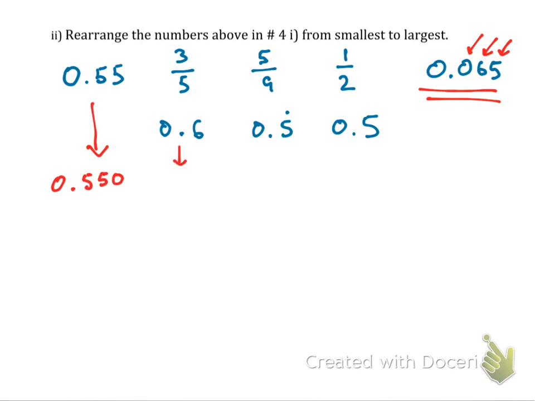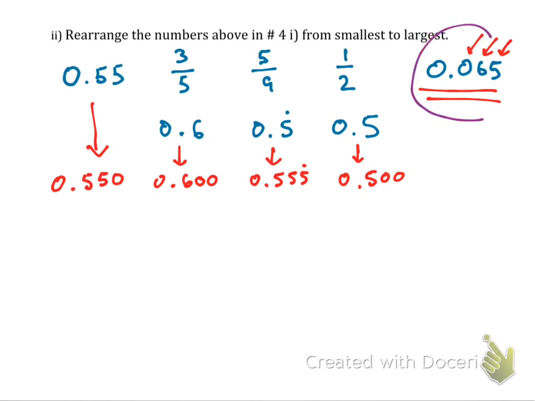0.550, and this can be rewritten as 0.600, and this one here can be rewritten as 0.555, but this is going on forever, so I'll just indicate that with a dot at the end. And this one is 0.500. By doing this, it's just easier to compare because now hopefully it's a little more clear to see which one's the smallest. And the one that is the smallest is this one.